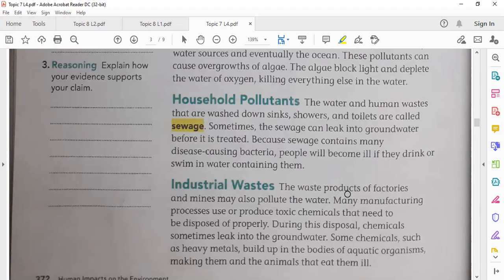Industrial wastes. The waste products of factories and mines may also pollute the water. Many manufacturing processes use or produce toxic chemicals that need to be disposed of properly. During this disposal, chemicals sometimes leak into the groundwater. Some chemicals such as heavy metals build up in the bodies of aquatic organisms, making them and the animals that eat them ill.